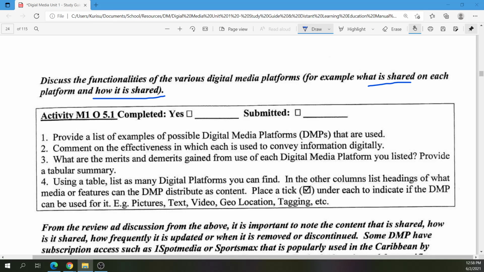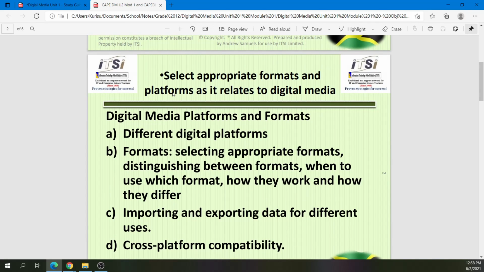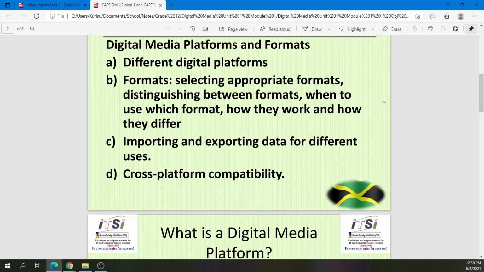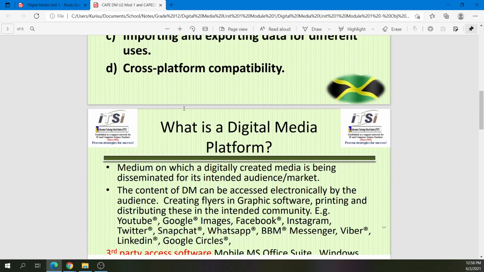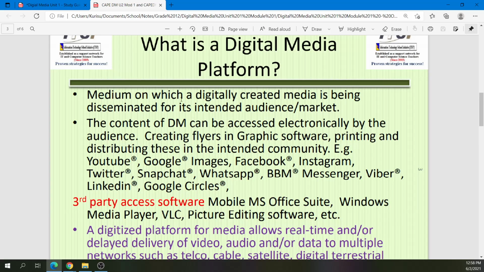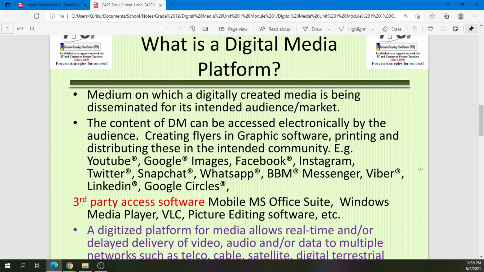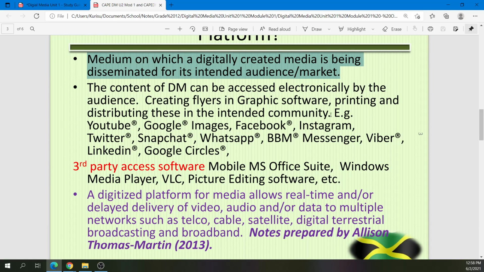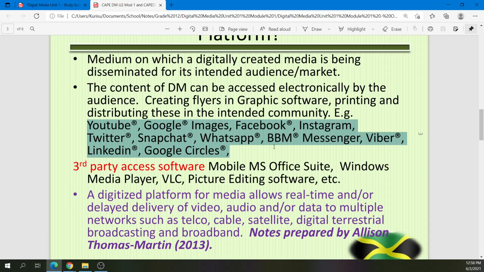Grade 12, Module 1, Objective 5. Digital media platforms. Formats, selecting appropriate formats, distinguish between formats. Remember, all of these contents are in your classroom. So what's a platform? It is basically a medium on which digitally created media is being disseminated for its intended audience. So examples: YouTube, Google Images, Facebook, Instagram, Twitter, WhatsApp, and so on.